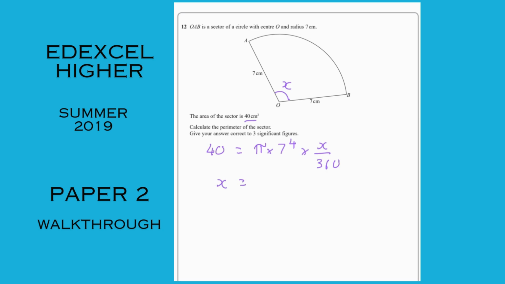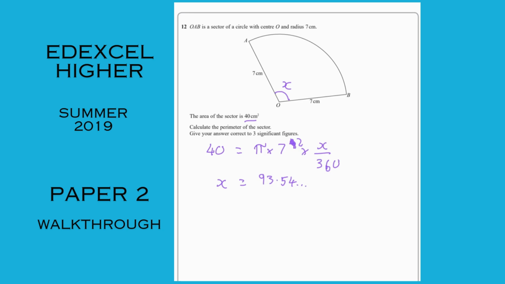So grab your calc, start with 40, multiply both sides by 360. What on earth was I writing for 7 squared? Sure you all spotted it, apologies. Multiply both sides by 360, divide both sides by 49, divide both sides by pi. I get the angle to be 93.54-ish.